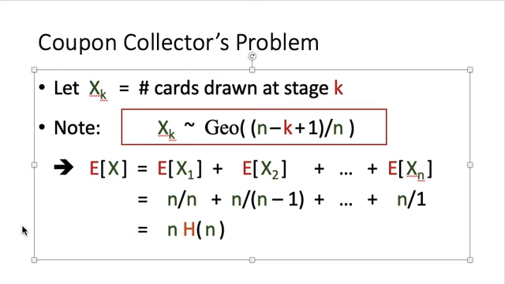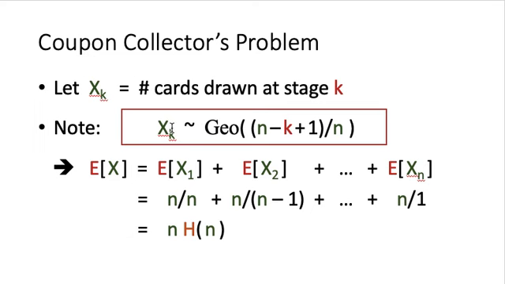Because we know the exact behavior of each X_k, we can find the expected value of each term. The first one is n/n, the next one is n/(n-1), and so on, and the last one is n/1. So it is n times 1/n, plus 1/(n-1), up to 1/1. And what is that? It is exactly n times H_n. This is the end of the analysis of the coupon collector's problem.